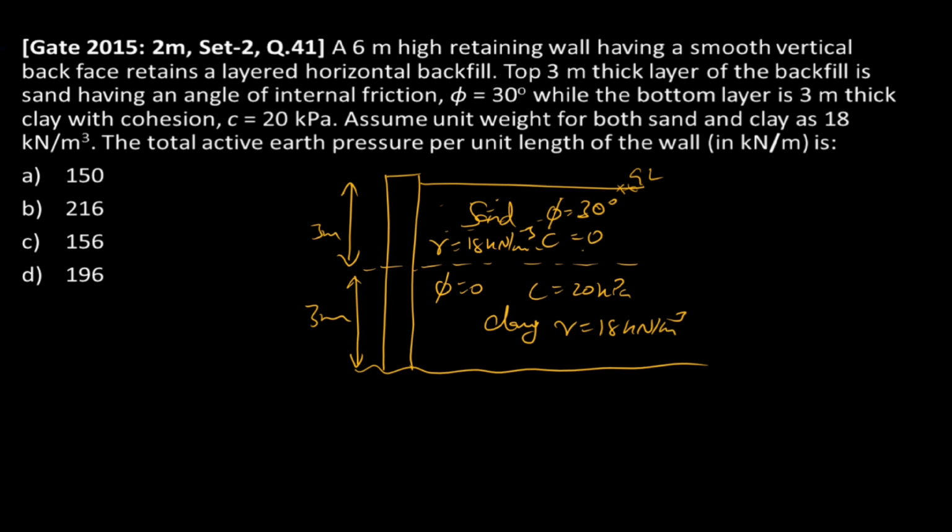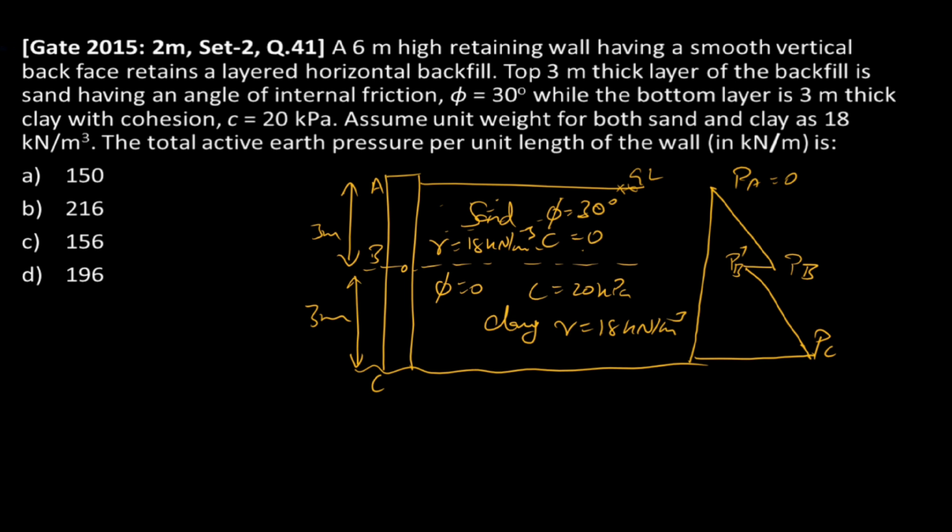If you draw the stress distribution diagram for this retaining wall, it will be something like this, where we'll name this portion A, this one B, and this one C. So at the top layer, PA is nothing but 0. At the junction of sand and clay layer, it is PB, which is the pressure distribution for the bottom layer of sand. And this one will be PB dash, which is the pressure distribution at the top layer of clay.